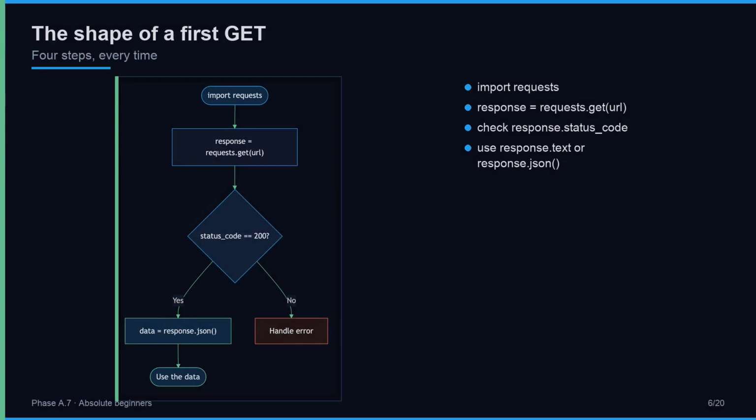Here is the shape of every first GET. 1. Import requests at the top of your script. 2. Call requests.get with a URL, which sends the request across the internet. 3. Check the status code on the response object. Did it work? 4. Read the data, either as raw text or as a parsed Python dictionary. Four steps. You will type them so often they become muscle memory. The power is not in any single step, it is in how little code each step takes. Two lines send a real request and hold the answer. Let us walk through each step in real code.